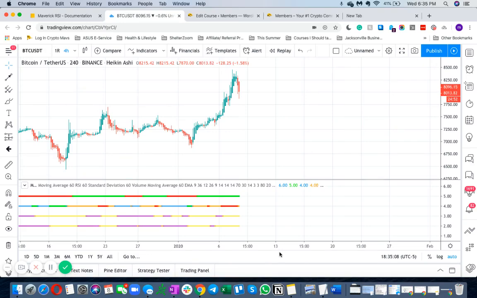Matt here, and welcome to what we like to call the Maverick meter trading indicator. Basically, this indicator is pretty different than probably anything you've seen before. It's definitely different than other indicators that I've seen before.